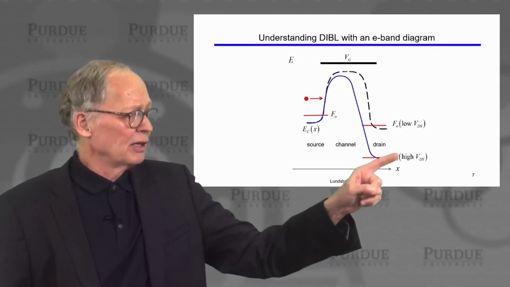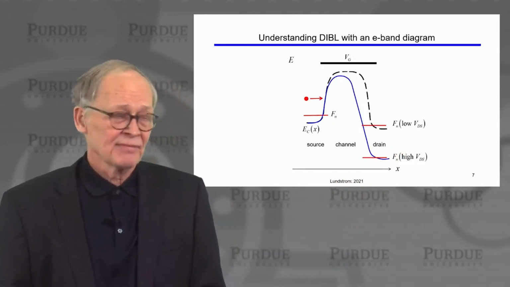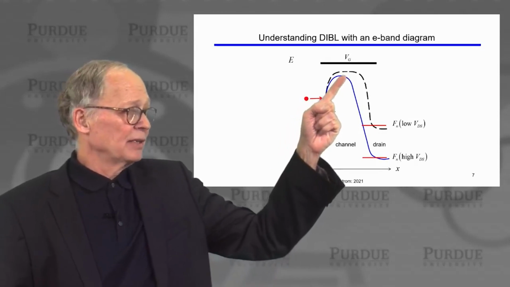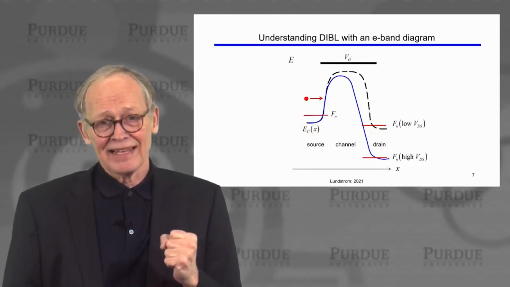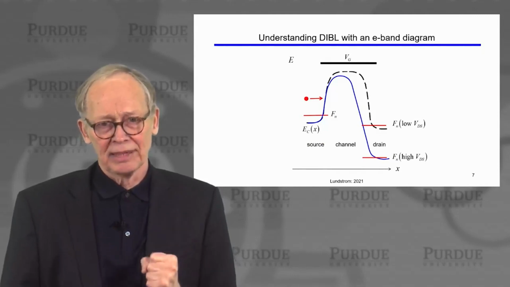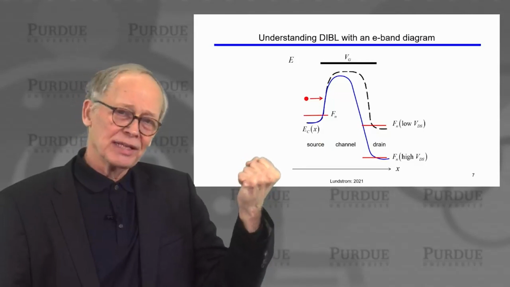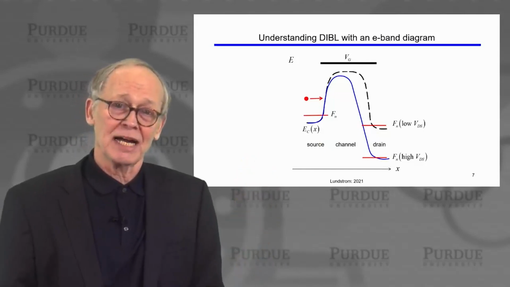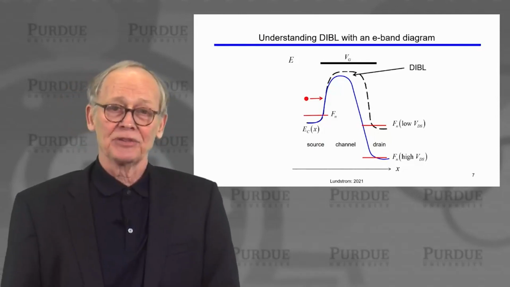If we apply a large voltage to the drain, we pull the energy way down. But if we properly design the transistor, the height of that energy barrier is controlled by the gate and only weakly dependent on the drain. But there is some dependence. You can see the drain is trying to pull that energy barrier down and allowing more current to flow. That's what we refer to as DIBL.